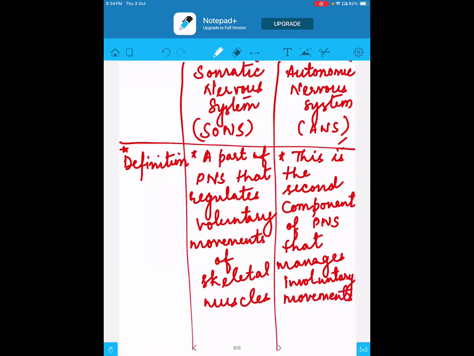So that manages involuntary movements of internal organs. So that is the difference in the definition between both.